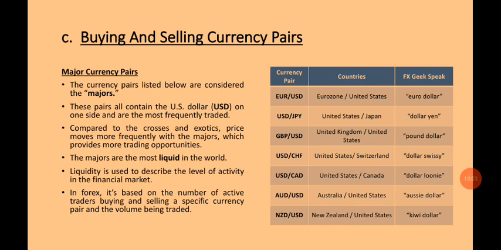So as you remember, EUR is the euro and the USD is the dollar. So currency pair EUR/USD is also called euro dollar. USD/JPY is called dollar yen. GBP/USD is called pound dollar. USD/CHF is called dollar Swissy. USD/CAD is called dollar loonie. AUD/USD is called Aussie dollar. And NZD/USD is called Kiwi dollar.